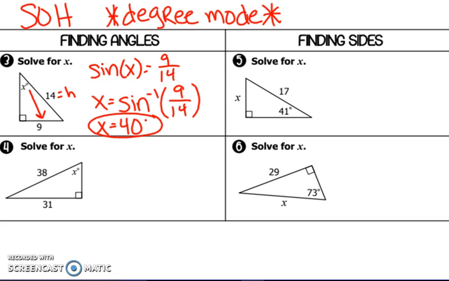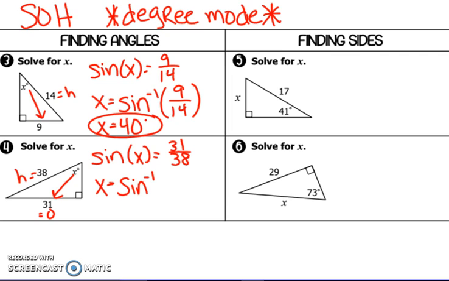If I look at number 4, again, if we label our sides, if I start at my angle, this is my O, making 31 my opposite, 38 my hypotenuse, across from the right angle. I don't know my angle, so it's sine of x is equal to 31 over 38. Again, we want to do our inverse operations, which means we have to take inverse sine. Our fraction stays the same, 31 over 38. So then x is equal to 54.7 degrees.